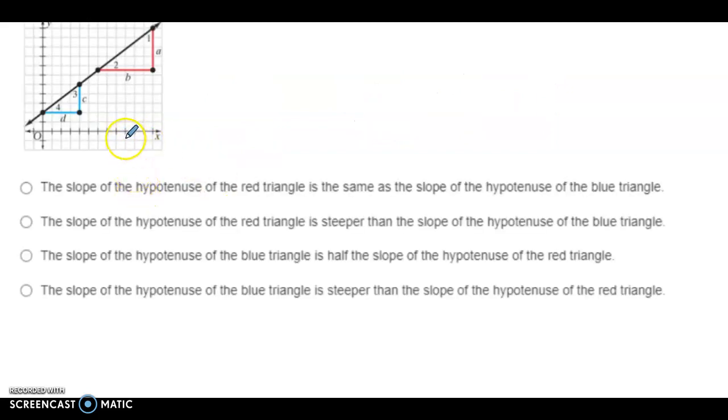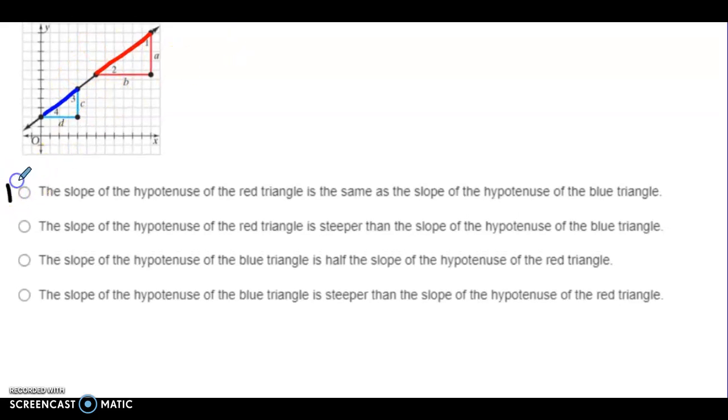All right, so now we're looking at this graph, and we're trying to see which of these works. The first answer says the slope of the hypotenuse of the red triangle is the same as the slope of the hypotenuse of the blue triangle. Remember, the hypotenuse is the side across from the 90-degree angle, so we're comparing that slope to that slope. In this case, that is a true statement. Both of those slopes have to be the same because they are the same line. So that's true. I actually don't remember what the question was asking for, so let's just look at each answer.